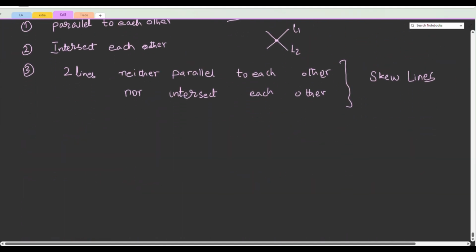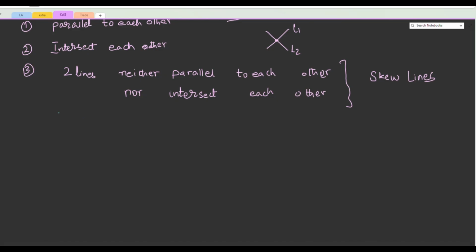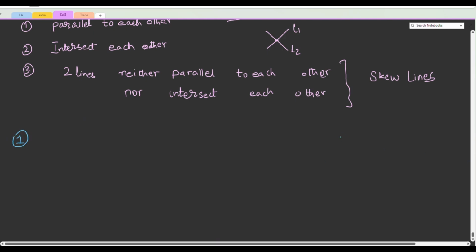Okay, so how can we do this? How can we show this? So first, in order to show that two lines are not parallel to each other, first of all you need to understand this thing.